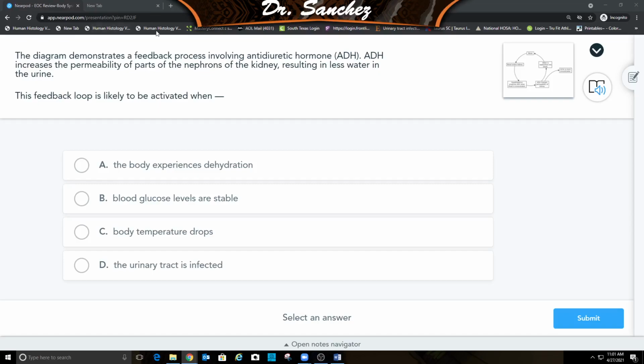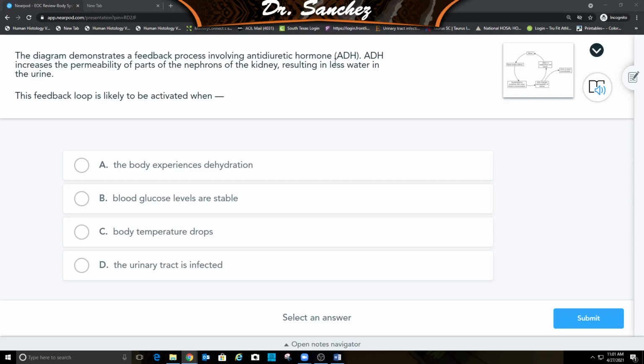So next question says, the diagram demonstrates a feedback process involving an antidiuretic hormone called ADH. It increases the permeability of parts of the nephron of the kidneys, resulting in less water in the urine. This feedback loop is likely to be activated when what happens? Well, that's a lot of fancy wording. Let's explain what the antidiuretic hormone does.